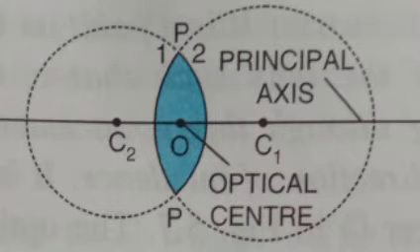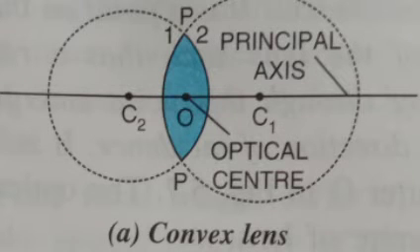Number three, principal axis. If you draw a line through the points C1 and C2, or through the centers of curvature C1 and C2, this straight line is known as the principal axis. Number four, if you see the O in the center of the lens, this O is called the optical center.